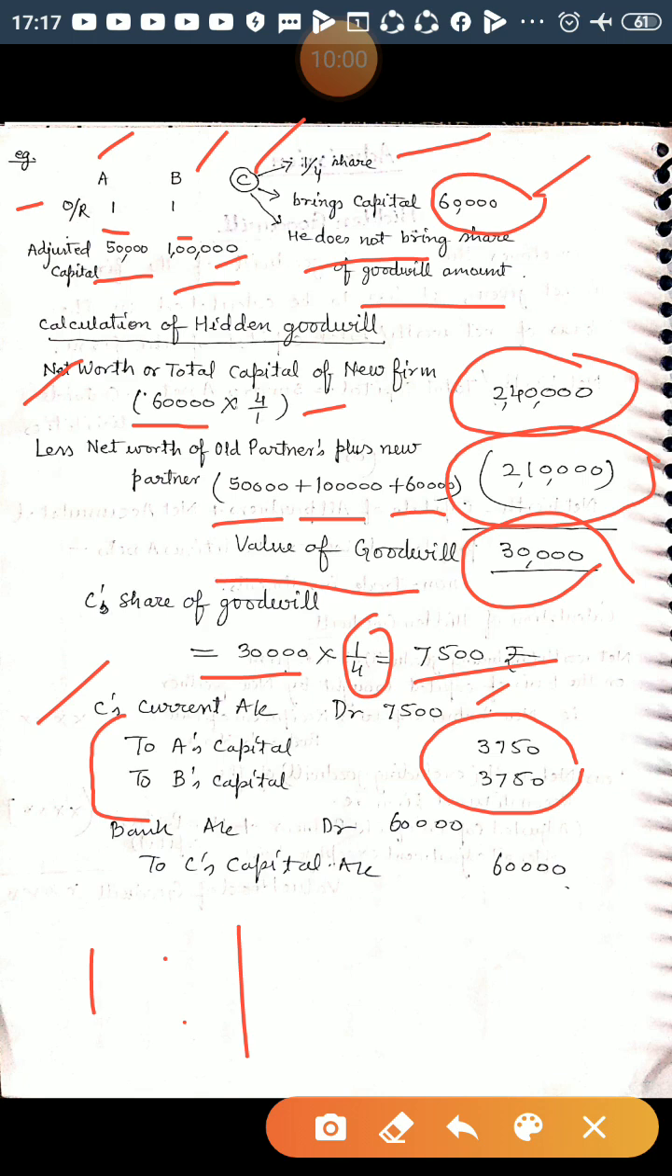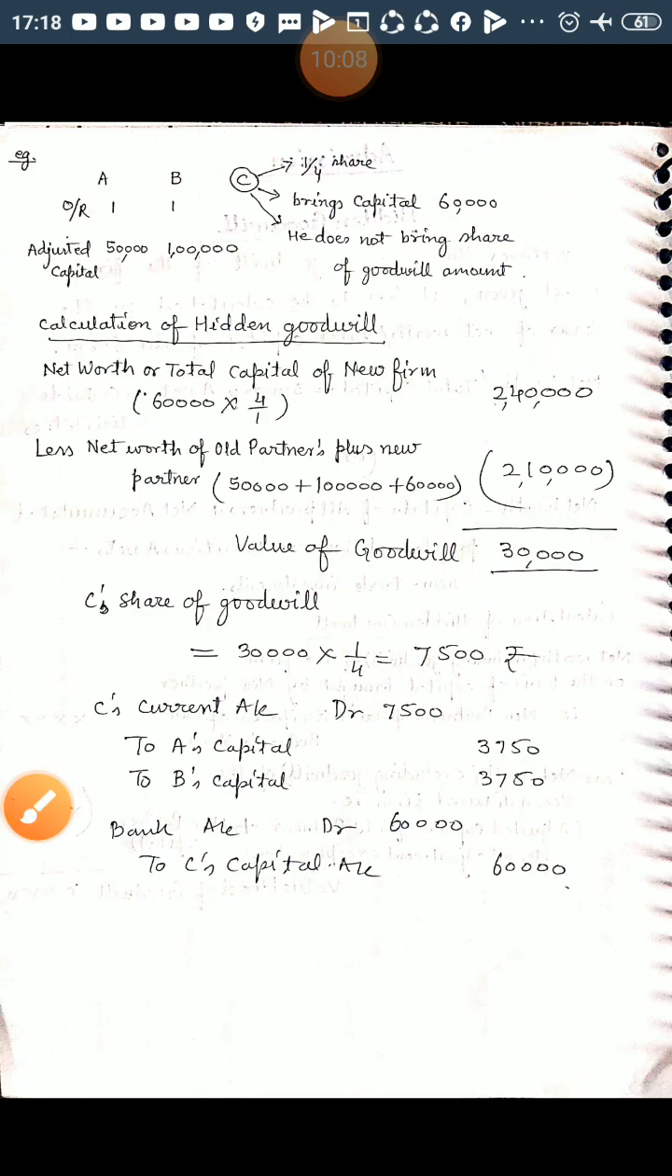Another journal entry is required for the capital he is bringing. So bank account debited to C's capital account 60,000. So this is a simple question just to make you understand how to calculate hidden goodwill.